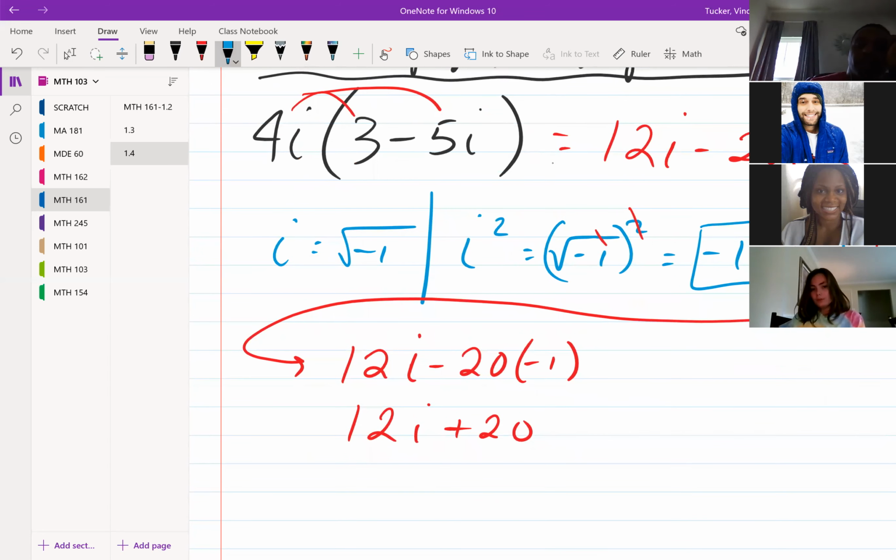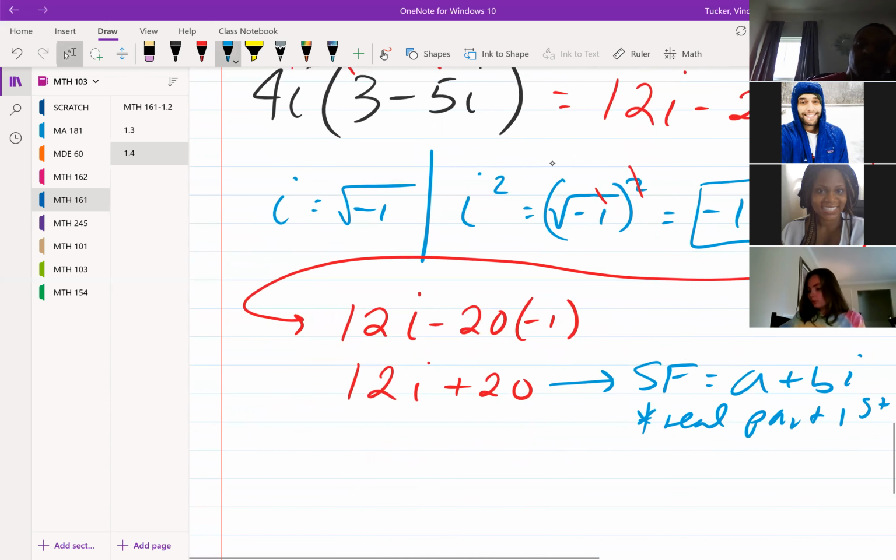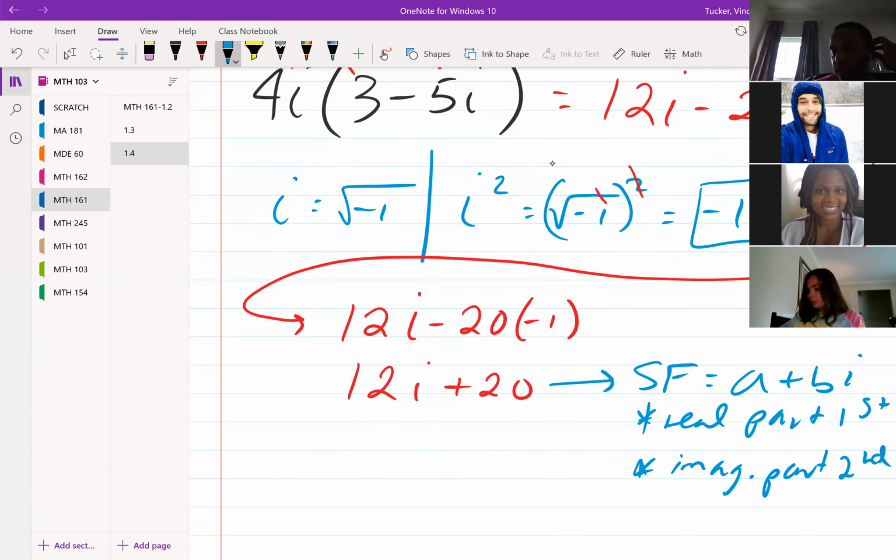Also, the other part of this is standard form. Standard form is a plus bi. In other words, the real part is written first. So they're going to look for you to write it in standard form. Real part will be written first, imaginary part written second. So your final answer would be 20 plus 12i.